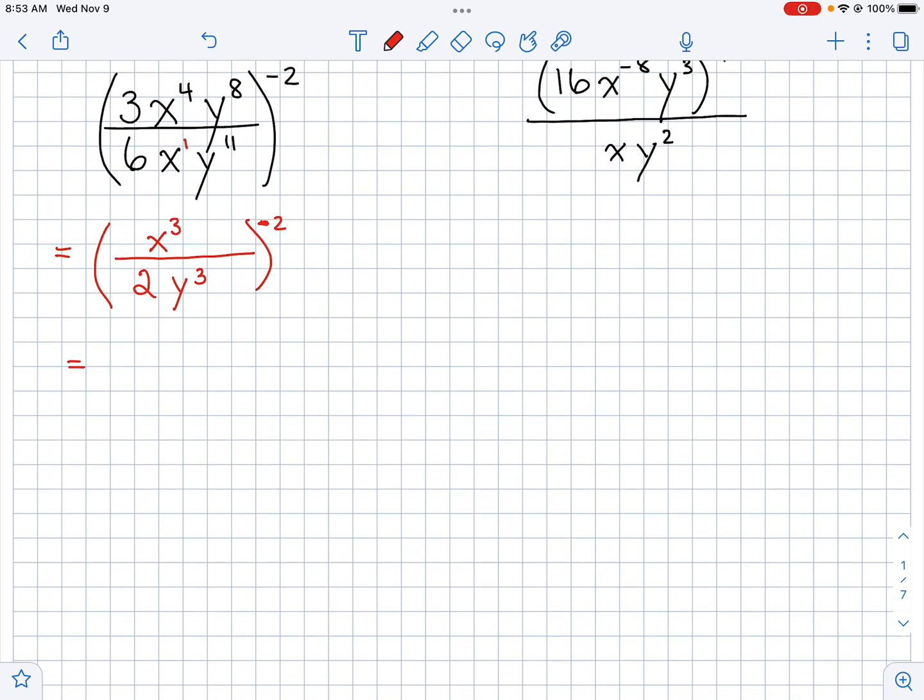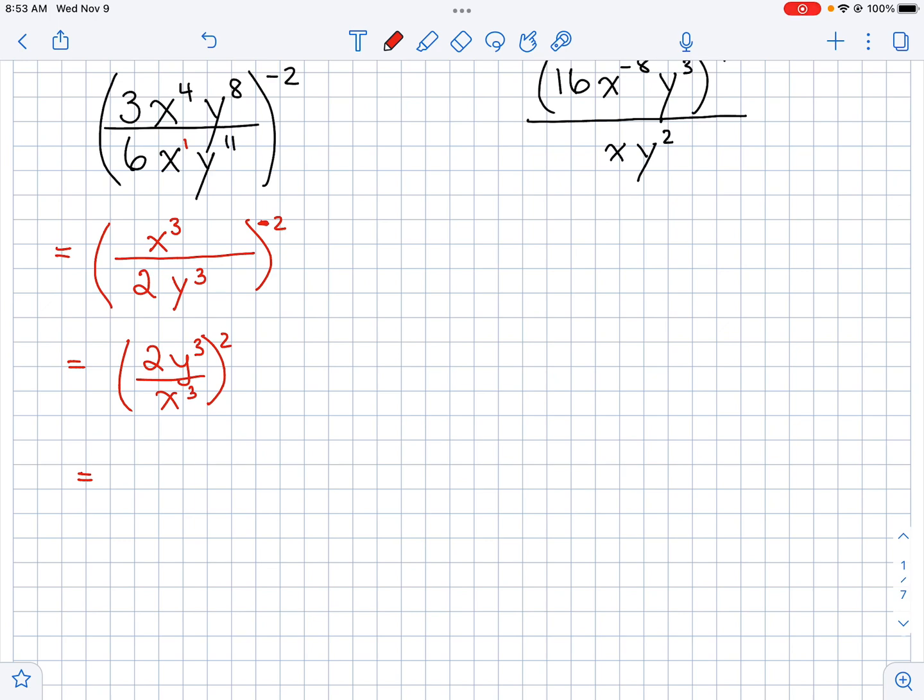So I think I am going to do my little trick of flipping this whole thing. And then I can make my exponent positive. So now I've got 2y cubed divided by y to the power of 3, all to the power of 2. Okay. Next, I'm going to square everything. I'm going to put everything to the power of 2.